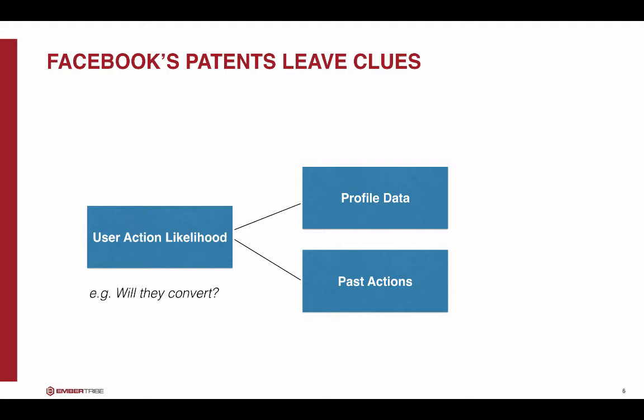For one example, will somebody convert? Well, let's look at their profile data. Let's look at their past actions that they've taken on the platform, stitch all these data points together, and then, with our algorithm, choose who to show your ad to.